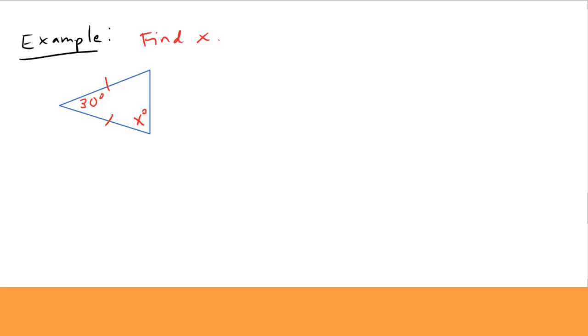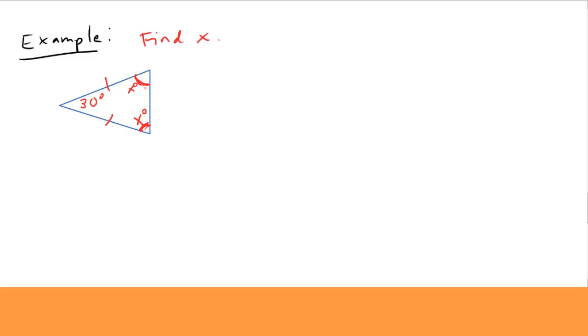One example. Here I have an isosceles triangle. We see the two sides that I've marked equal with those hash marks. Find x. X is this angle down here. Well, I know this angle, the vertex angle, is 30 degrees. Since I have two congruent sides, I know the angles opposite those sides are congruent. So the angle that's x degrees is congruent to this other base angle up here. So that one is also x degrees.